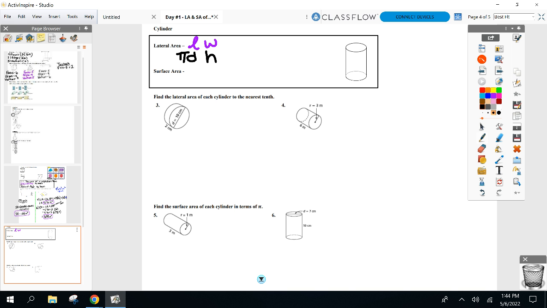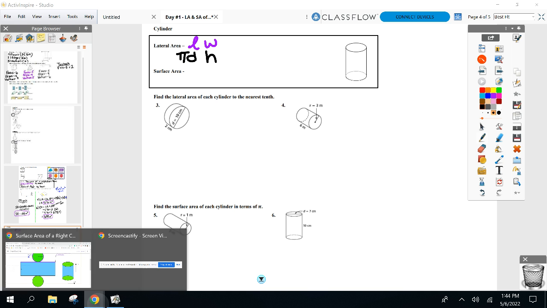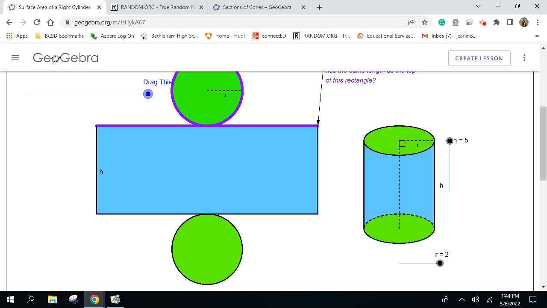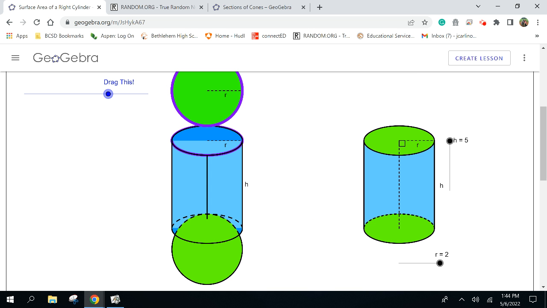Oh, you guys think you're off the hook now. What about the surface area? What about the surface area of this cylinder? Now what am I going to put back on? The bases, which are what shape? And how many of them are there?